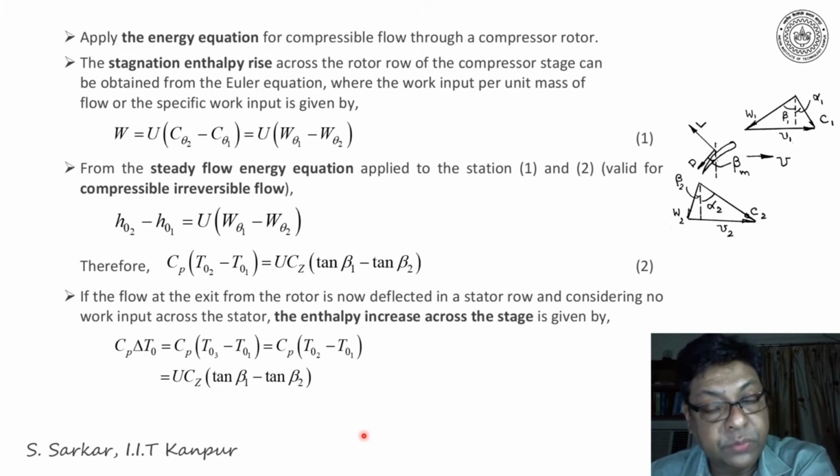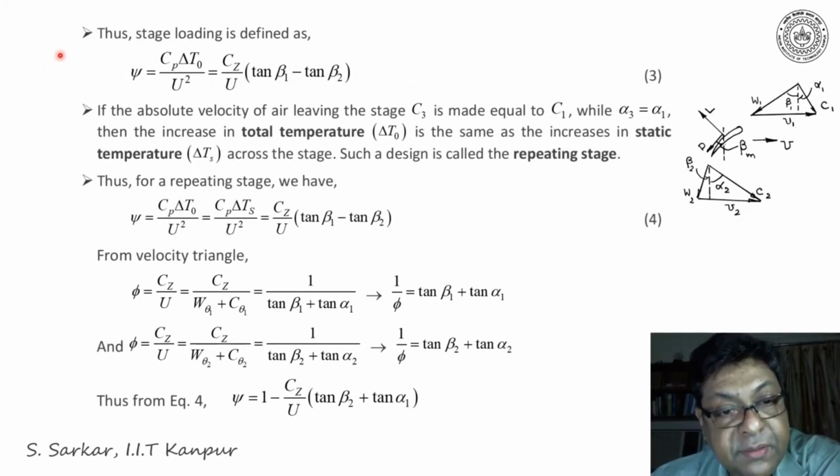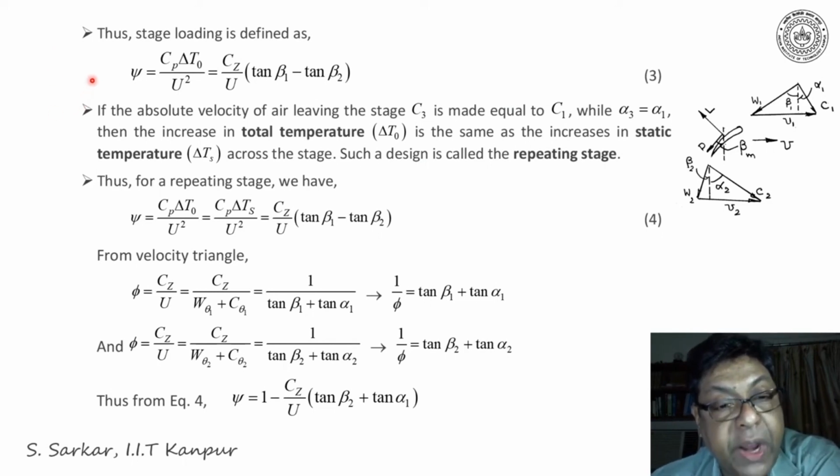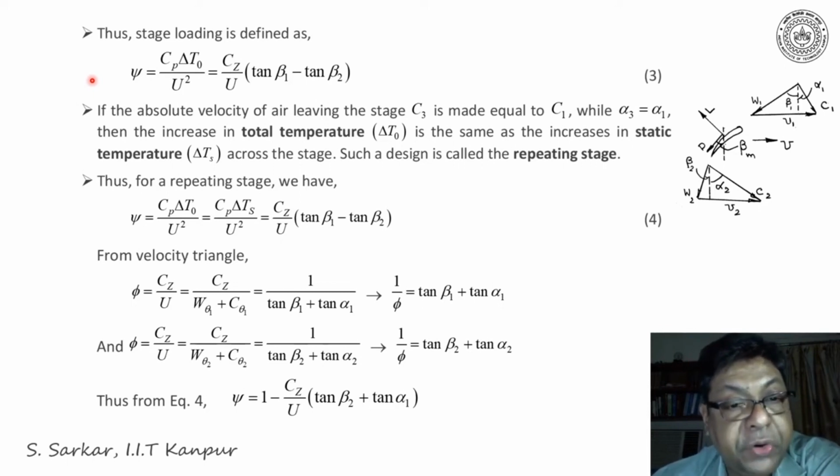tan beta 2). Thus, the stage loading is defined as psi is equal to Cp into del T0 divided by U square, where del T0 is the total temperature rise across the stage. That is equal to Cz by U into (tan beta 1 minus tan beta 2), equation number 3.